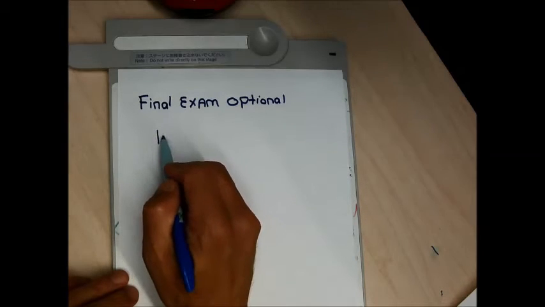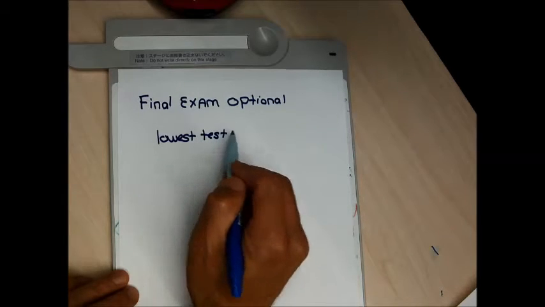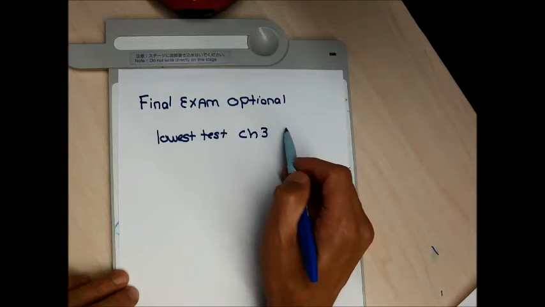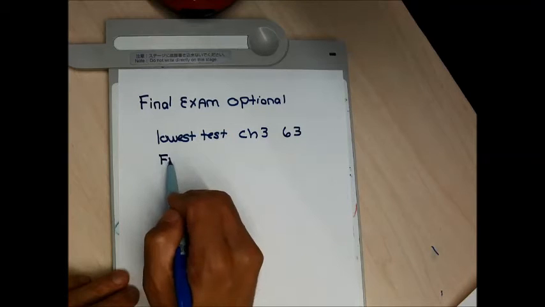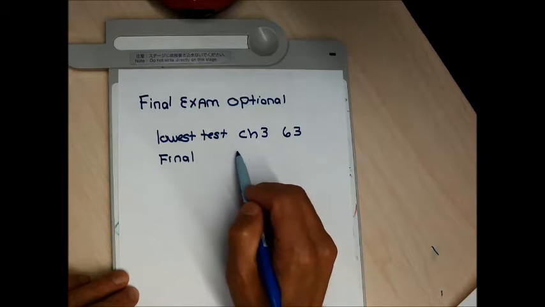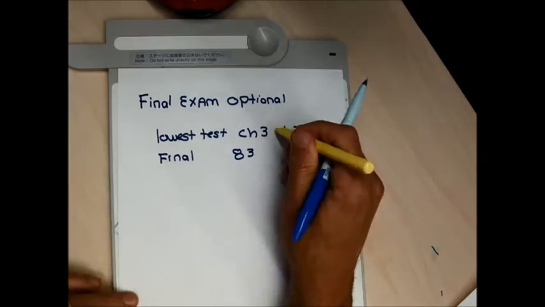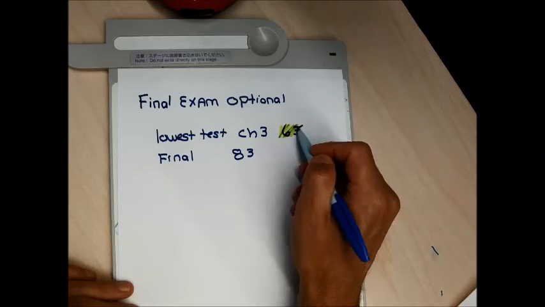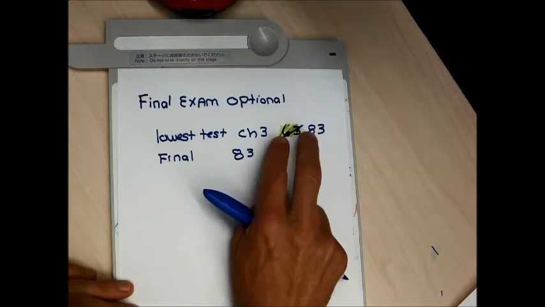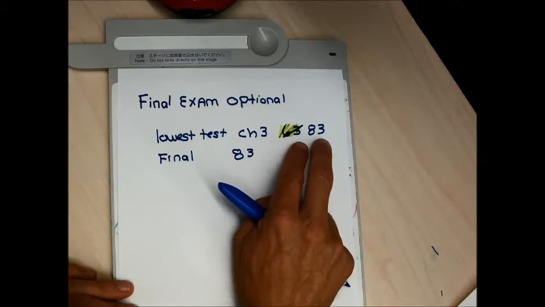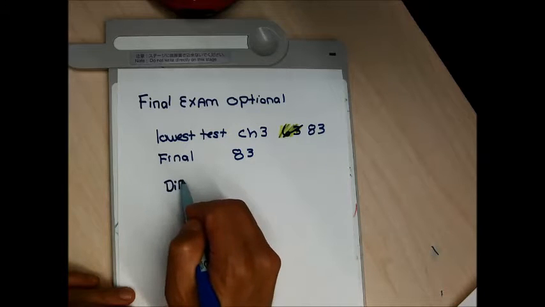Let's just say your lowest test score was from chapter 3 and you've got a 63 on it. And then you take the final and you get an 83. What's going to happen is I'm going to drop that 63 and replace it with the 83. That's going to add 20 points to your score, because when I subtract the 63 and add the 83 in, it has the effect of adding 20 points to your score.